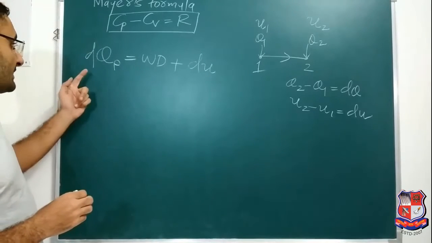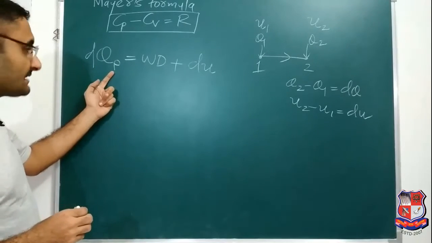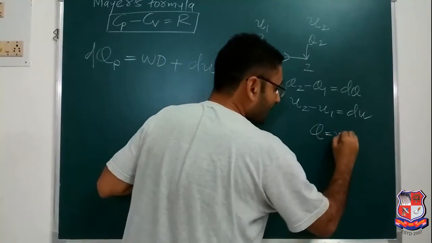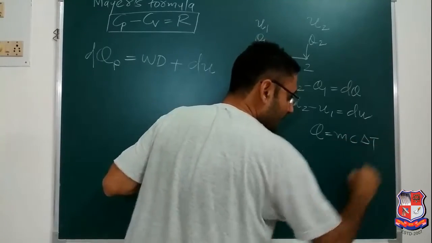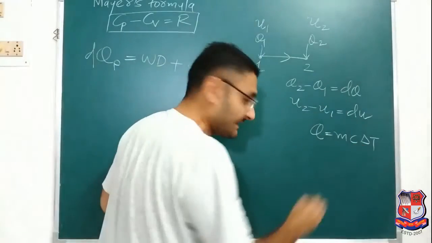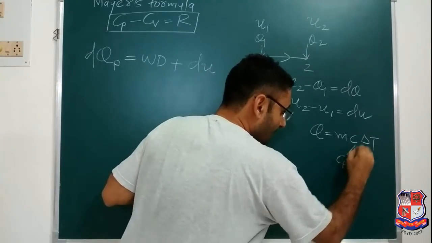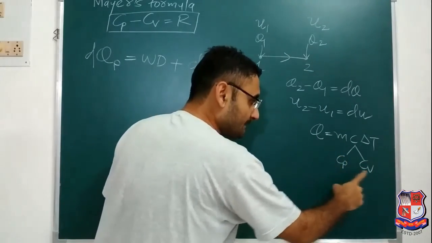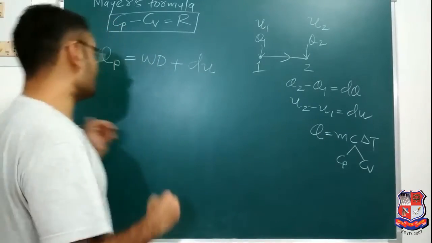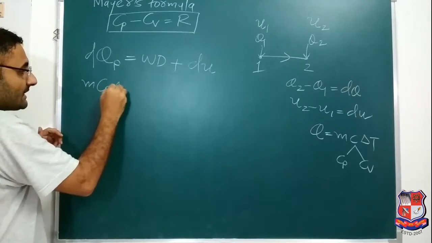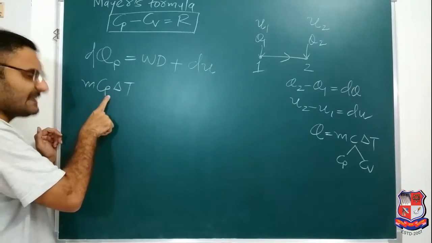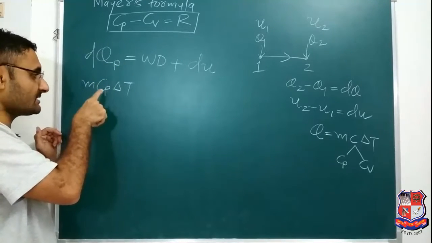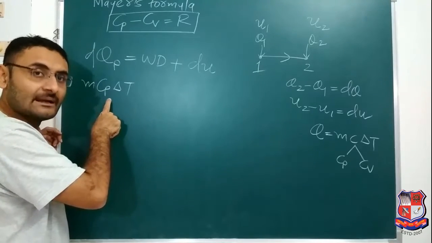After that, the heat which is supplied at a constant pressure process, that heat equation you know very well. What is the heat equation? Q is equal to what? m C delta T, where C is the specific heat, which has two types: first one is Cp, another one is Cv. So which equation do you have to write? mCv delta T or mCp delta T? I will write mCp delta T. Over here I am not writing Cv delta T. Why? Because that heat is applied at a constant pressure process. That is why I am considering specific heat at constant pressure.